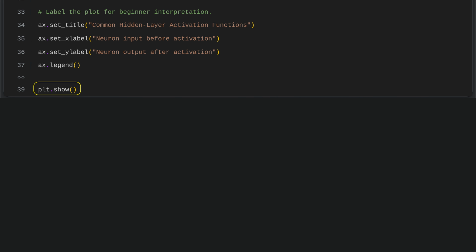The final command displays the completed plot using Matplotlib. It brings together the earlier plotting steps and shows the activation functions on screen, making their comparison visible.